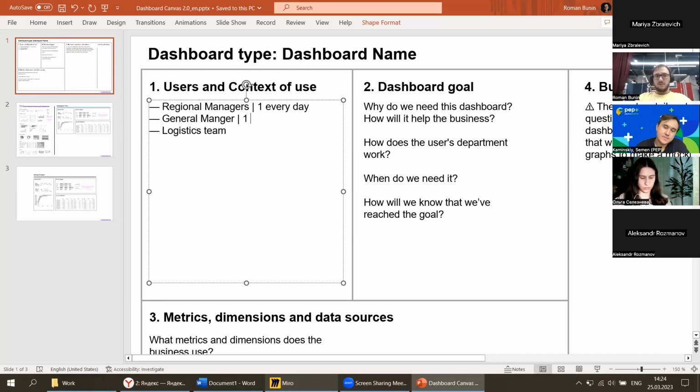A general manager, for example, could use it once a week, and it could be used during the meeting. And it's really important because it means that your dashboard should look good on a big screen. It also means that maybe you should prepare something like conclusions from the dashboard, for example, every regional manager with the KPIs, are they met or not, something like that.